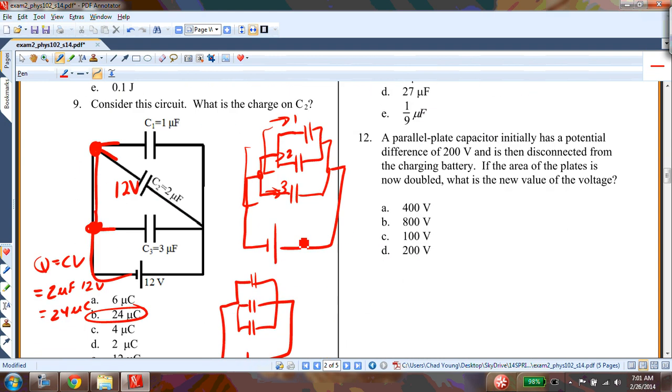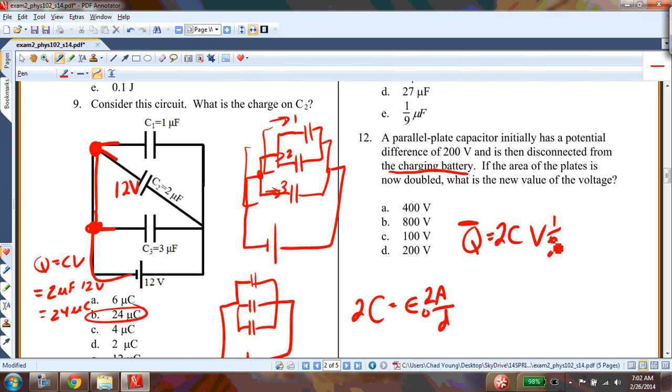A parallel plate capacitor initially has a potential difference of 200 volts and is then disconnected from the charging battery. If the area of the plates is now doubled, what is the value of the voltage? All right, so it's disconnected from the charging battery. That means it has a constant Q. So Q is equal to CV, and Q remains constant. But I'm changing the capacitance by doubling the area of the plate. So I'm increasing the capacitance by a factor of 2. That means that the voltage has to go down by a factor of 2. So it was 200 volts, and now it's going to be 100 volts. So number 12 is C.